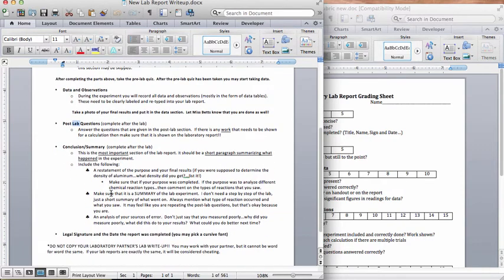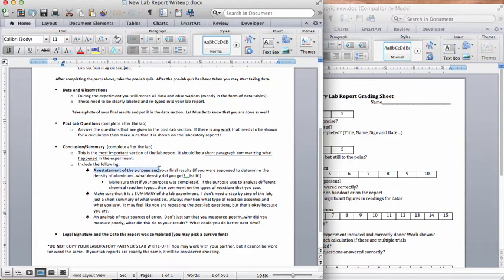The last section is probably the most important section of the lab. In fact, it is the most important section of the lab, and it's often the most poorly written section of the lab. This should be a short paragraph summarizing what happened in your experiment. It shouldn't be 2 sentences. It should be a short paragraph. And the following things need to be in there.